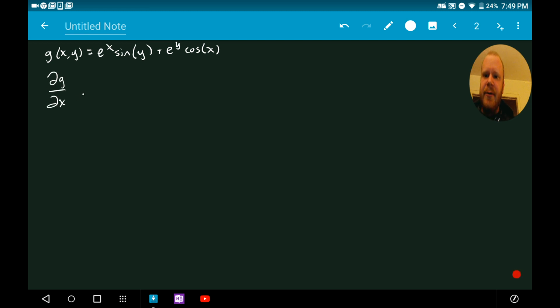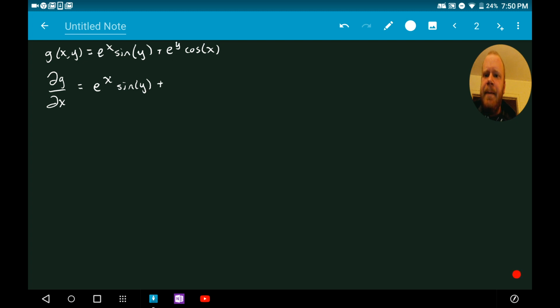So the partial derivative with respect to x, we're going to treat x like a variable, y like a constant. So x is the variable, y is the constant. So sine of 7 times e to the x, so that's like some constant times e to the x, is just going to be, well, the derivative of that is e to the x times that same constant.